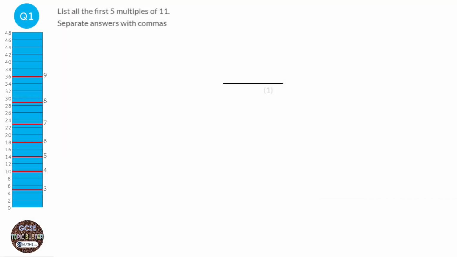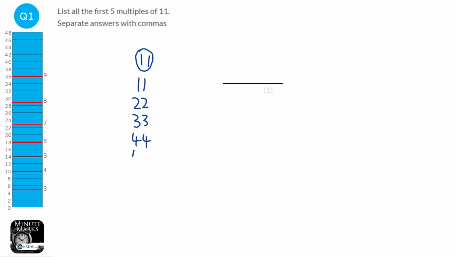Multiples are just a number's times table, so to write the multiples of 11, we're just going to do 1 times 11, 2 times 11, 3 times 11, 4 times 11, and 5 times 11. Now, we're not going to do any more because it says it just wants the first 5. So I'm just going to write those down in a list with commas separating them.